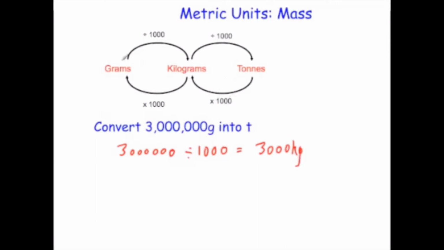So I've just converted from grams to kilograms. Now I want to go from kilograms to tons, so I'm going to divide by another 1,000. So I'm going to do 3,000 divided by 1,000, which would be equal to 3 tons. So 3 million grams is 3 tons.